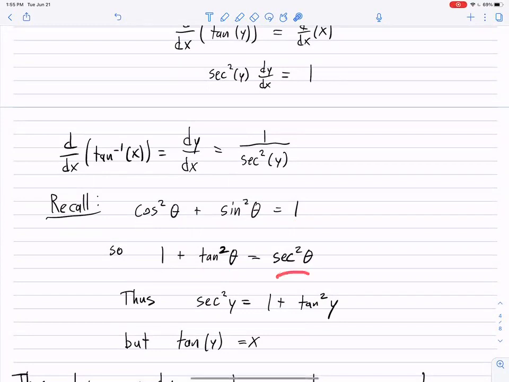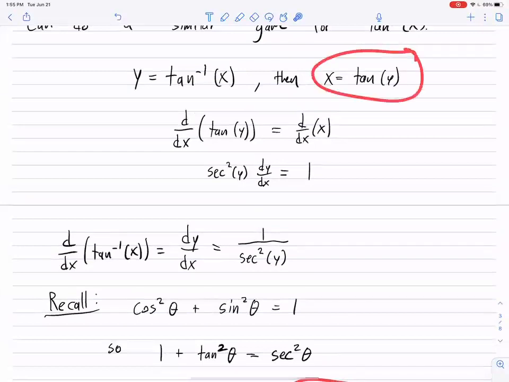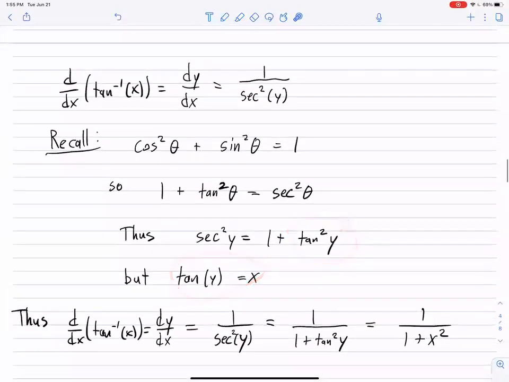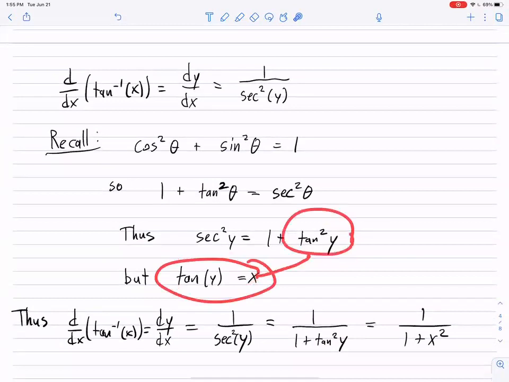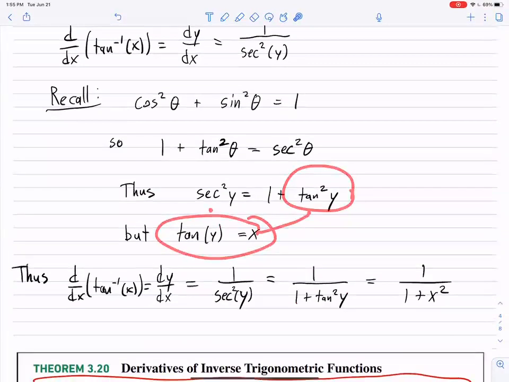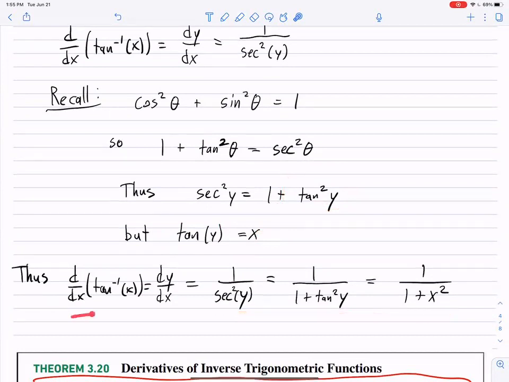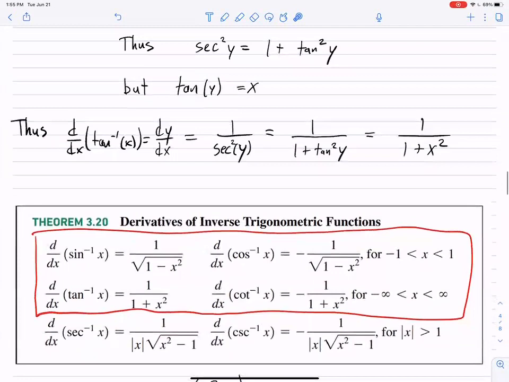Therefore, secant squared y is 1 plus tangent squared y. But tangent of y was x, right? That was our original assumption, that tangent of y is x. And so plugging this guy in right here, we get that secant squared y is 1 plus x squared. So plugging that all in, we get that the derivative of tan inverse is 1 over 1 plus x squared. This is a super important derivative that we use all the time and will be really important in Calc 2 as well. So let's record all of them.